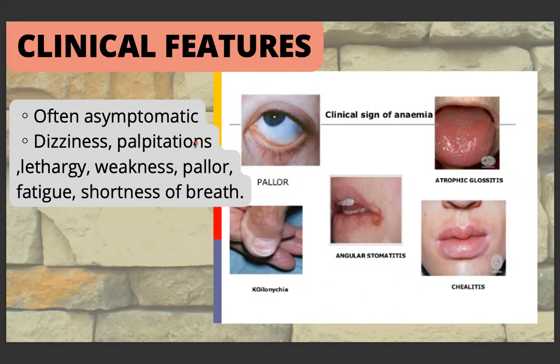9.5. Palpitation is very common in pregnancy because of increased cardiovascular heart rate, and also anemia is one of the causes of palpitation in pregnancy. Lethargy, weakness, pallor, fatigue, shortness of breath, as we said, because of reduced oxygen capacity. Also cheilitis, angular stomatitis, and atrophic glossitis.